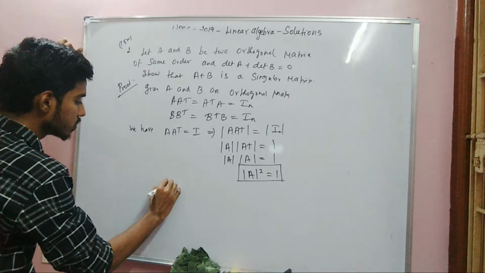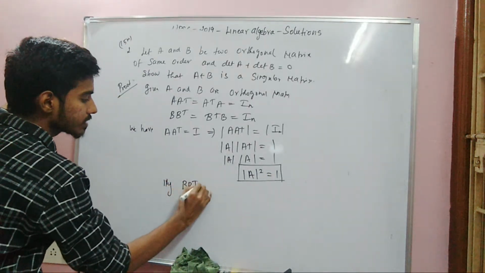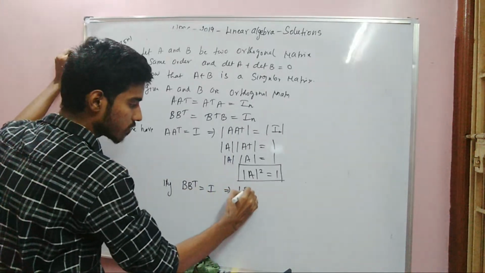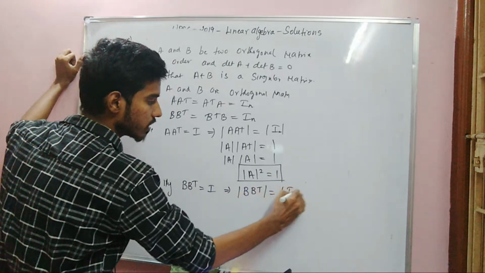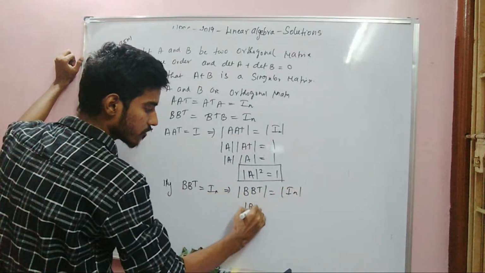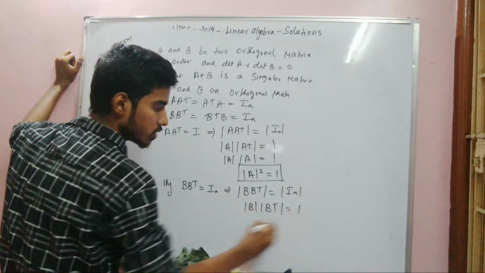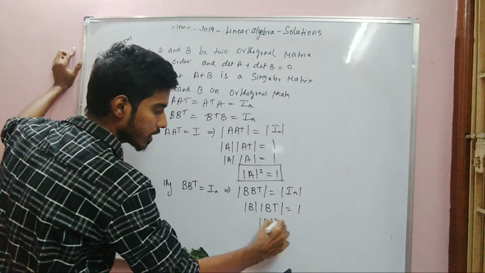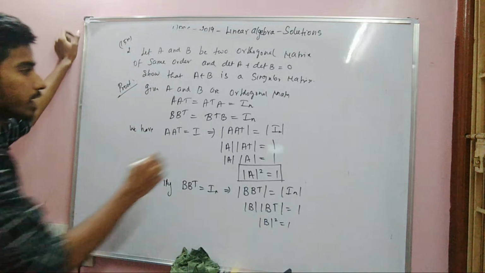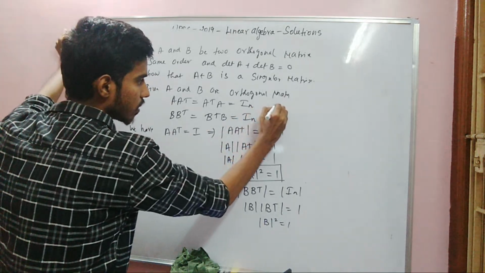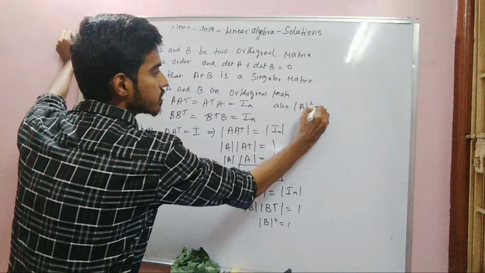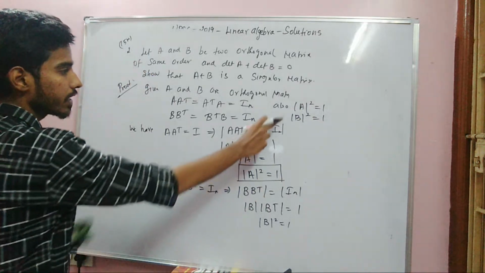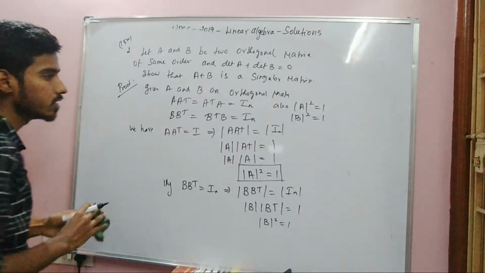So similarly, B is also an orthogonal matrix. Now again taking the determinant on both sides, B into B transpose is equal to determinant of In, and again determinant of B into determinant of B transpose is equal to 1, and determinant of B transpose is the same as determinant of B, so again determinant of B square is equal to 1. So I can also write determinant of A square is equal to 1 and determinant of B square is equal to 1. I could write this away straight, but I will give the proof for that. So here is the proof.